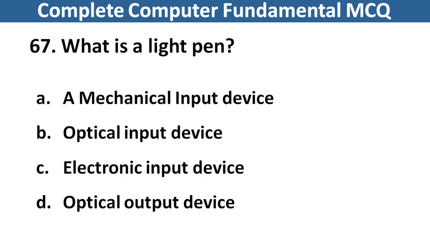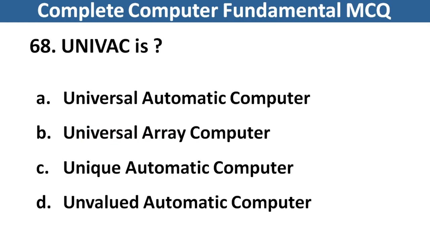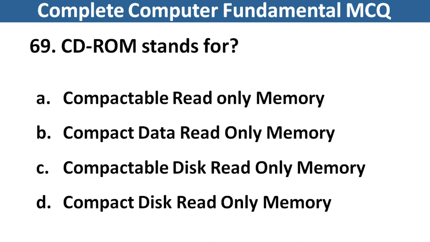Next question. What is a light pen? Right answer is option B, optical input device. Next question. UNIVAC is dash dash. Right answer is option A, Universal Automatic Computer. Next question. CD-ROM stands for dash dash. Right answer is option D, compact disc read only memory.